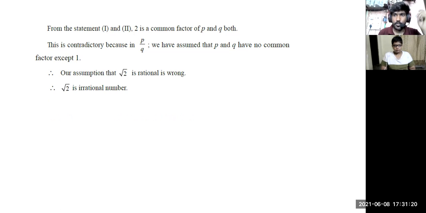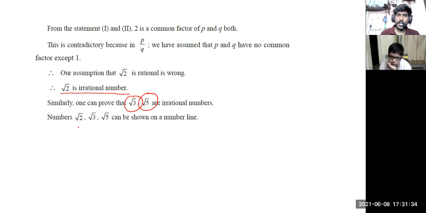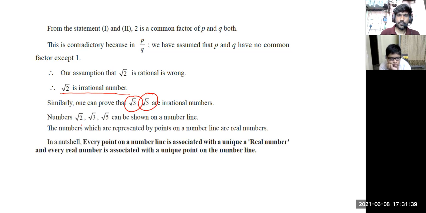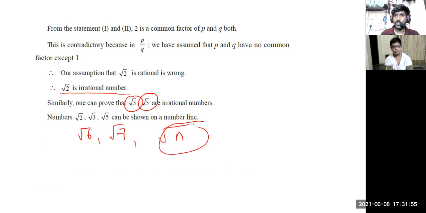Now, from here we have proved that root 2 is irrational. In a very similar way, we can also prove that root 3 is irrational, root 5 is irrational, and root 6, root 7, or any number which is inside the root, we can prove that that number is an irrational number. Okay.